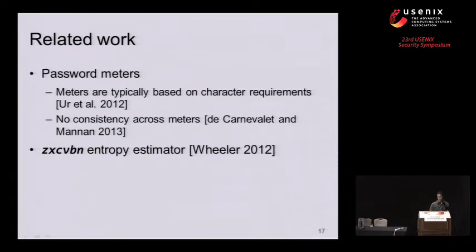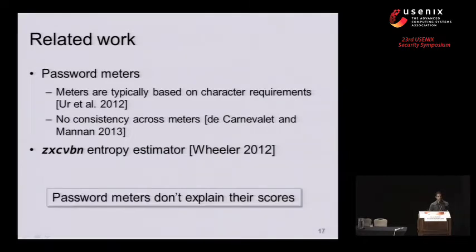To address these issues, Wheeler introduced a very sophisticated open source meter called zxcvbn, which estimates the entropy of passwords using heuristics and catches many common patterns. In contrast with these password meters, one of our design goals with Telepathwords is to help users understand what makes passwords weak and provide actionable feedback about how they could be made stronger.